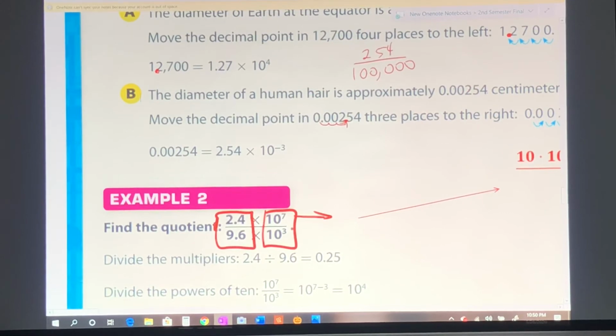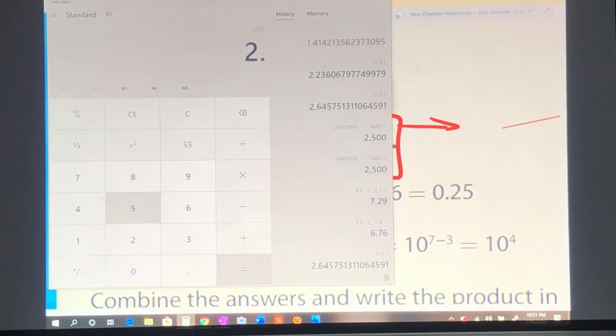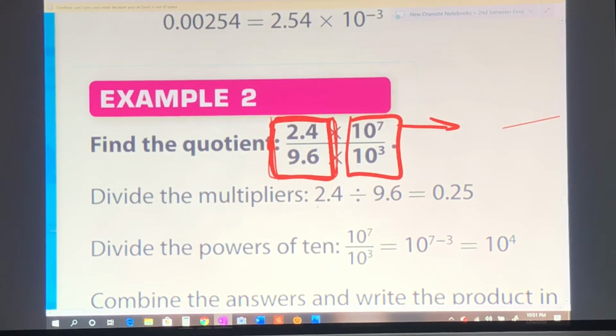We didn't spend much time on this, but let's go over it again. We did some of these though. Okay, so when you find the quotient, you could put these numbers in standard form and divide them, or you could just divide the decimals. 2.4 divided by 9.6 equals 0.25. And that's what they got. So when you divide these two numbers here, you get 0.25.